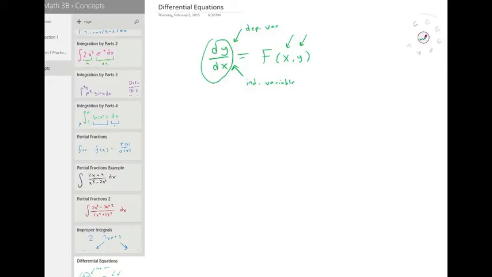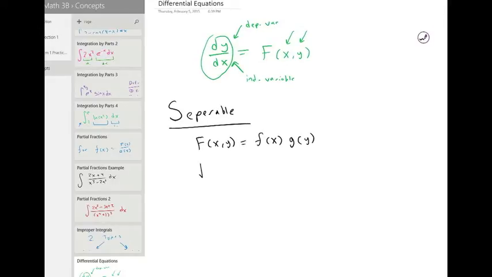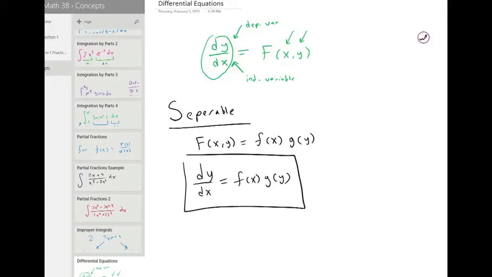So to solve these at our level, we need them to be separable. And separable means that our f(x, y) has to be able to be split up into some function of x and some function of y separately. So we need them in this form: dy/dx equals some f(x) times some g(y). These functions need to be single variable functions.